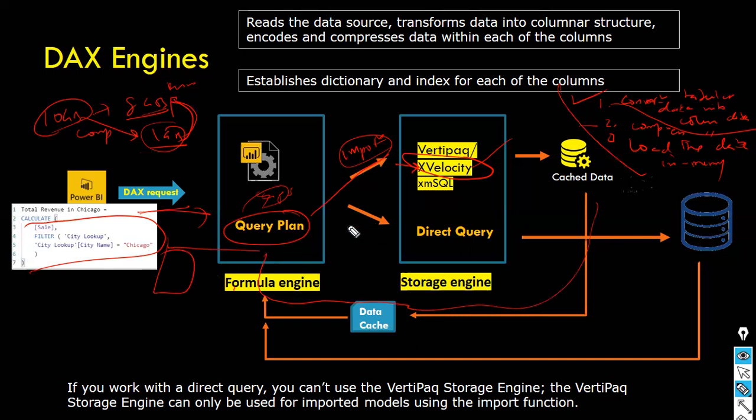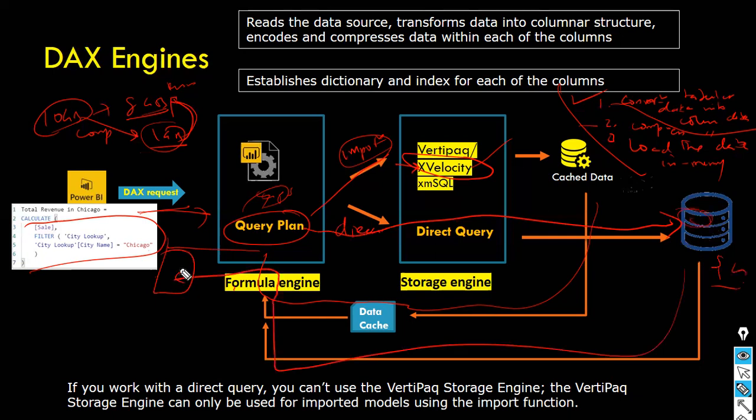In the case of direct query mode, the same DAX query is accepted by the formula engine, and it processes and parses it, and if there are no issues, it generates the query plan. This query plan will be sent directly to your SQL Server or Oracle server. The query gets executed there, and the output is sent back to your formula engine, which sends it directly to your visual. That's all, guys. This is how the DAX engine works.